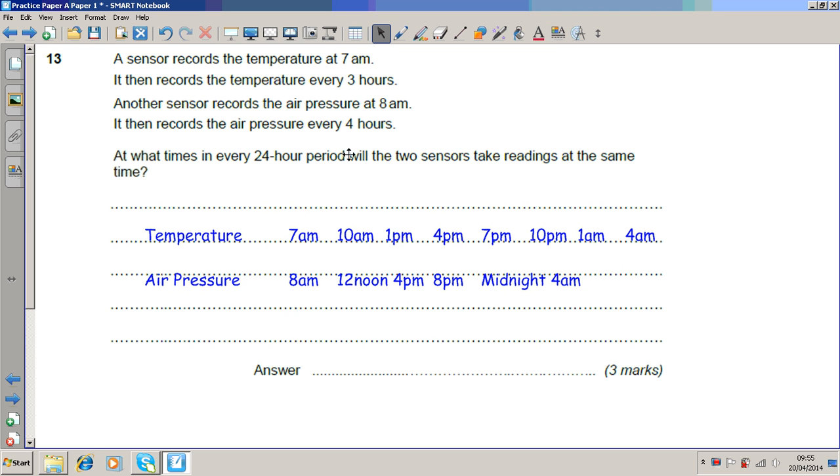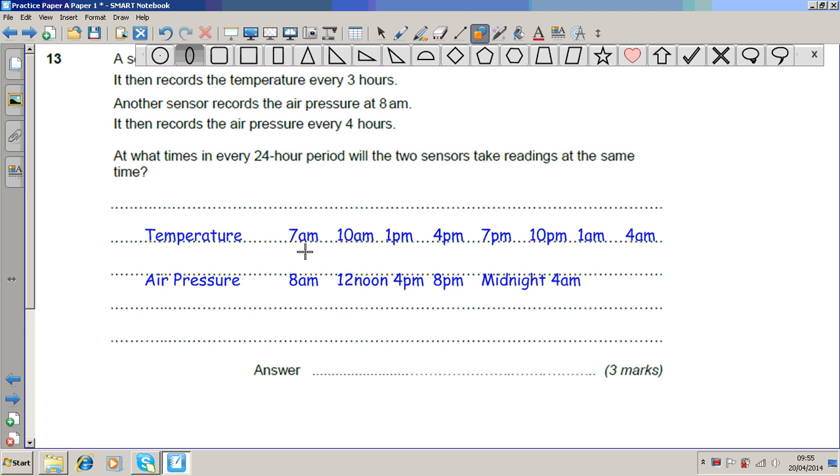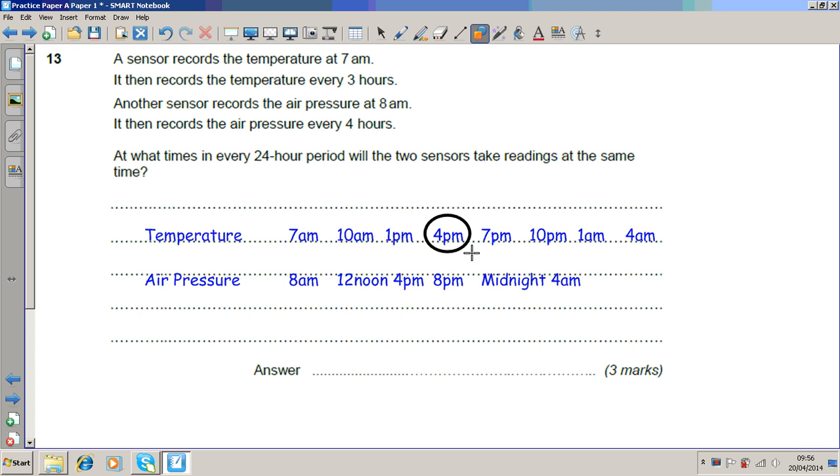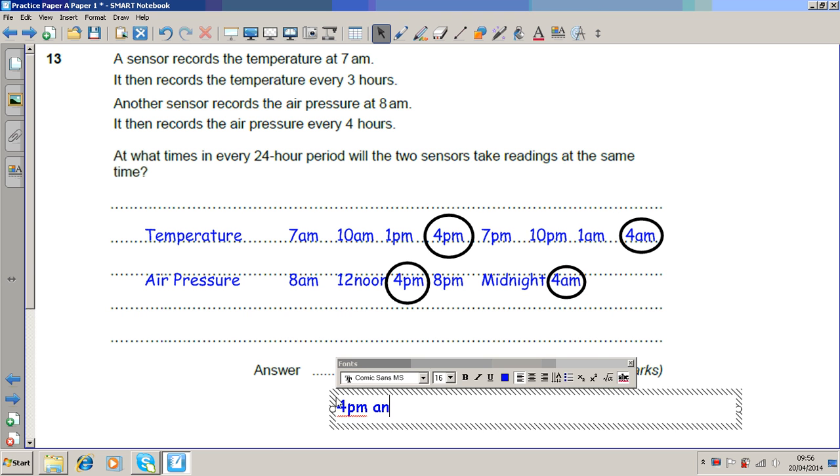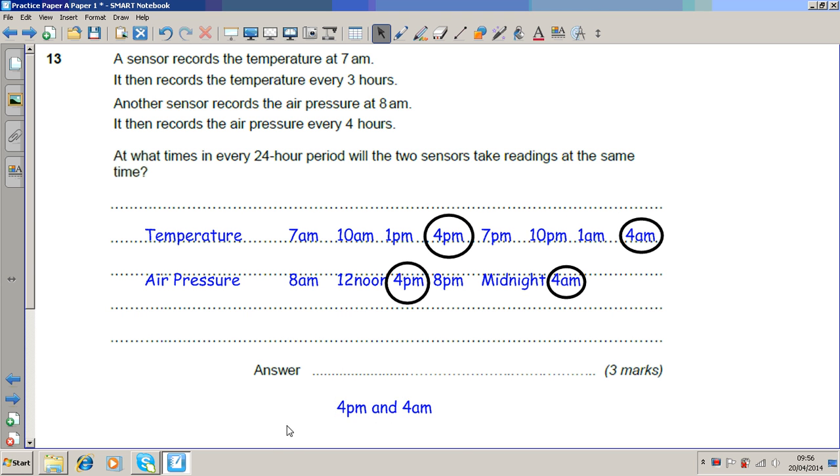So at what times in every 24-hour period will the two sensors take readings at the same time? So 7 AM, well these are all even here, so it's only the even ones, can't be 10 AM, 1 PM, no, so we've got 4 PM, 4 PM, same on both, 10 PM, 10 PM, and then 4 AM. So there you go, they're the 2 times, they'll be the same, 4 PM and 4 AM.